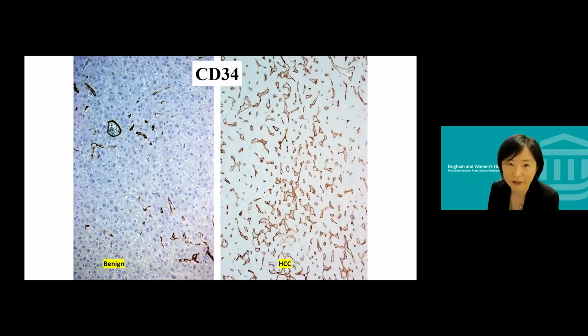We already heard a lot about CD34. We know that CD34 was first suggested for use in the setting of HCC, because HCC usually has increased endothelialization of the sinusoids, whereas the sinusoid in normal liver is CD34 negative. But soon people realized it's not very useful, because a lot of liver lesions may have increased CD34 staining.